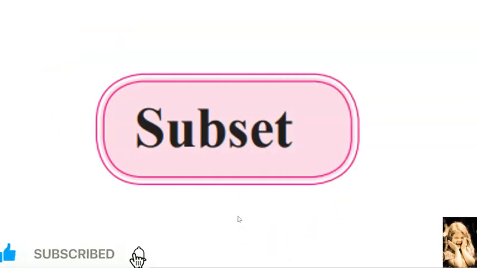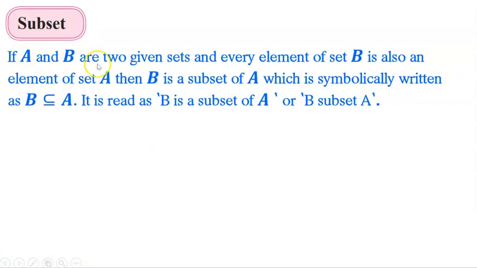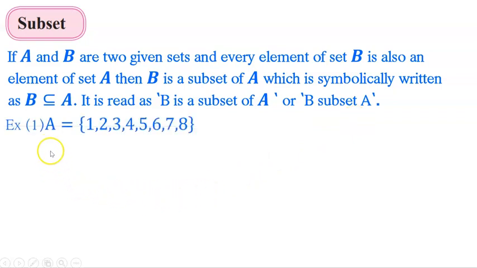What is a subset? Okay. Now we will define the subset. If A and B are two given sets and every element of set B is also an element of set A, then B is a subset of A, which is symbolically written as B ⊂ A. It is read as B is a subset of A, or B subset A. Okay.